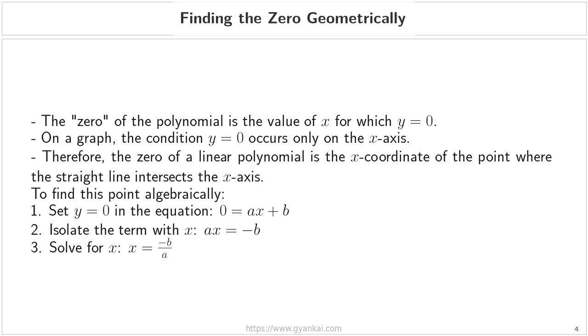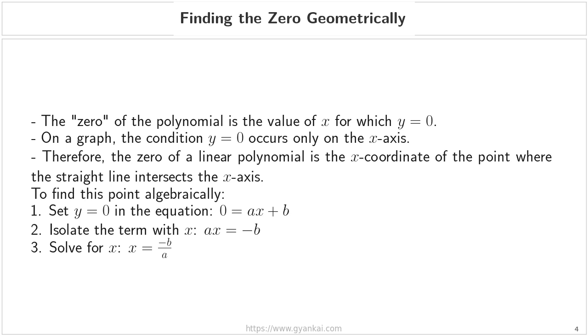First, take your equation, y equals ax plus b, and set y to 0. This gives us 0 equals ax plus b. Second, our goal is to get x by itself. So, we isolate the term containing x by subtracting b from both sides.